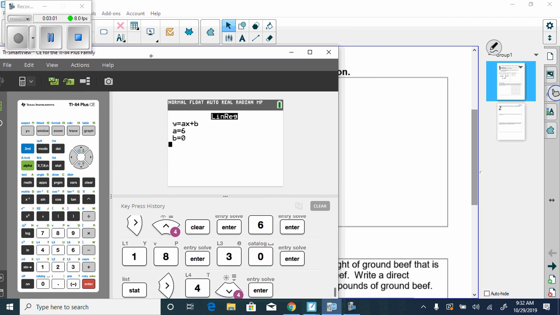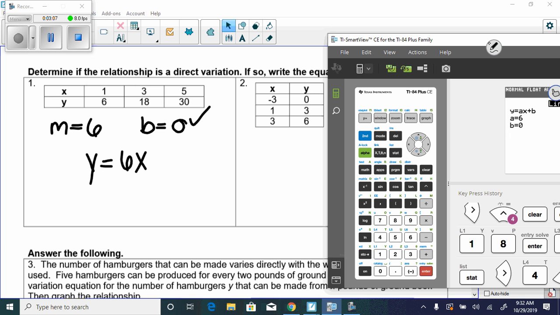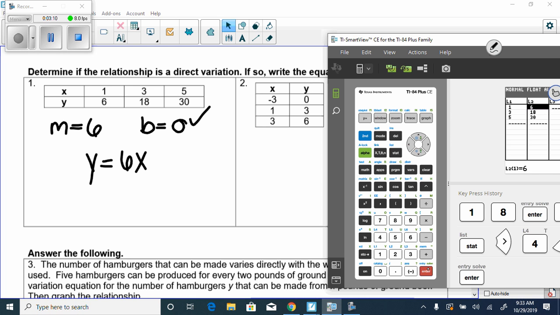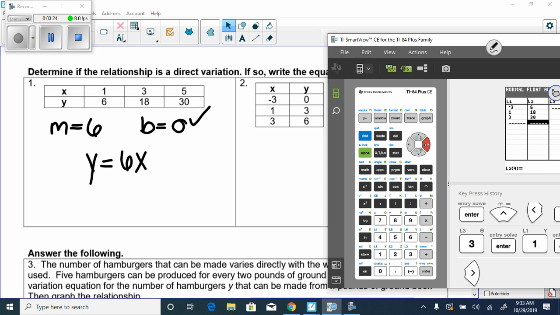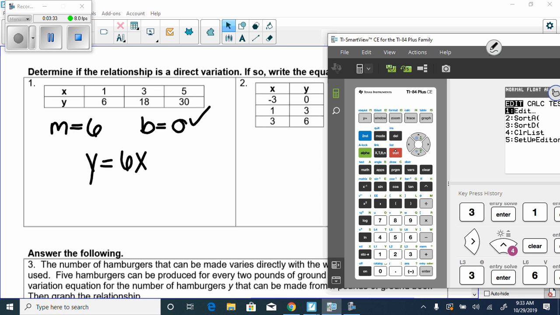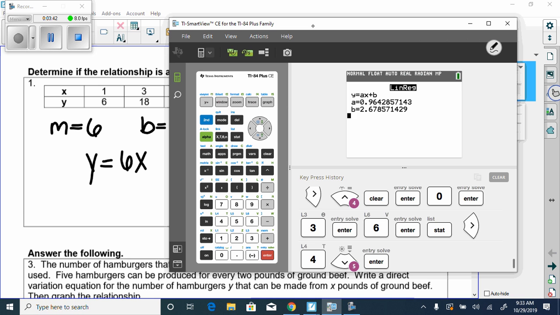So we can do the same thing on number 2. Stat, edit. We need to change our list. My first list has what numbers? What's in my list 1? Okay, my list 2 would be good. Stat, calc, 4. Right. That's a weird number. We got these decimals, right?